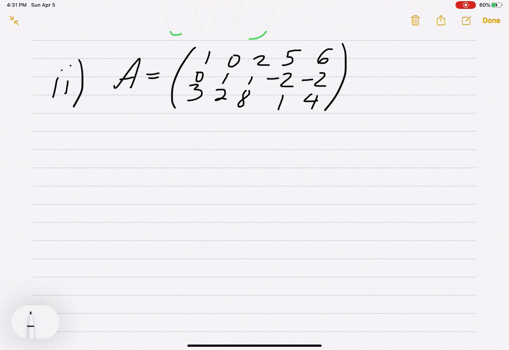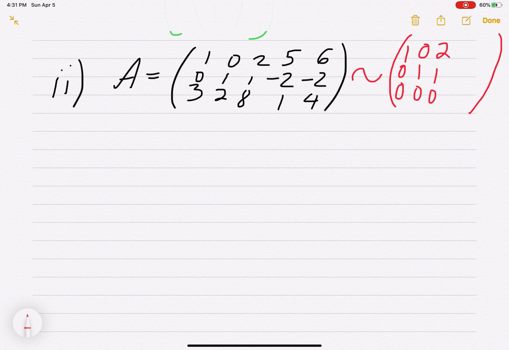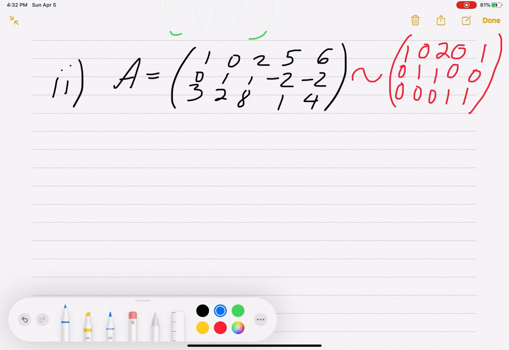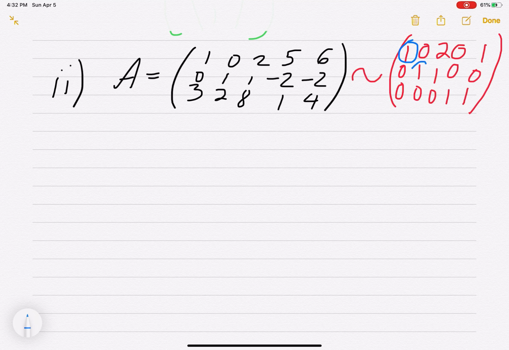So the first thing we're going to do, we're going to RREF this. We're going to get 1, 0, 0 in the first column, second column is going to be 0, 1, 0. Third column is going to be 2, 1, 0. Fourth column is going to be 0, 0, 1. And 1, 0, 0 for the fifth column. So if you look, your pivots are columns 1, 2, and 4.